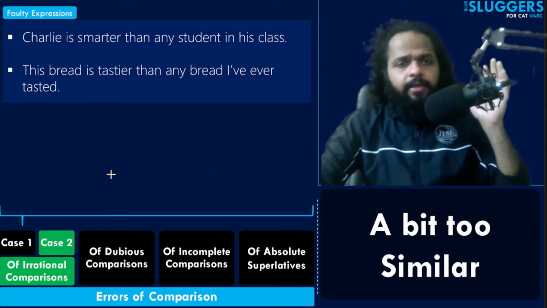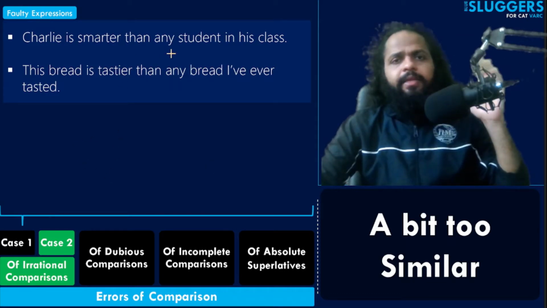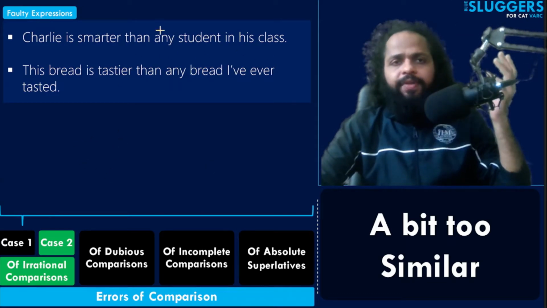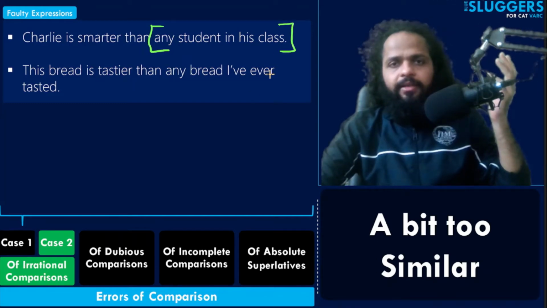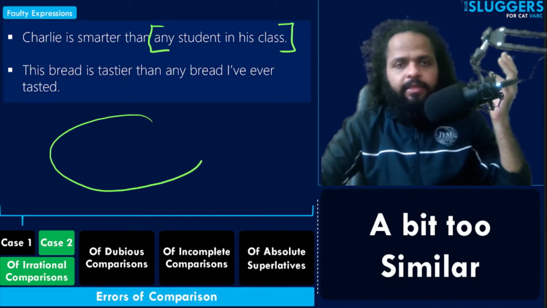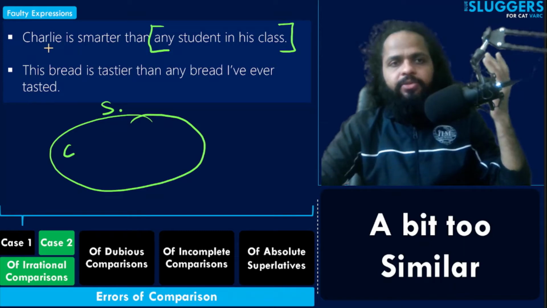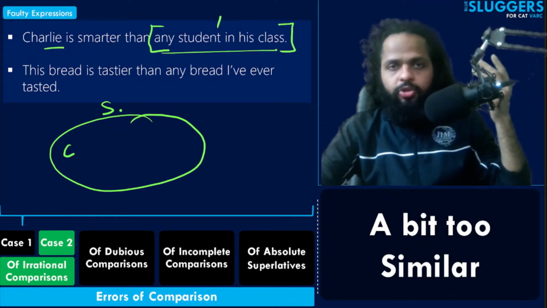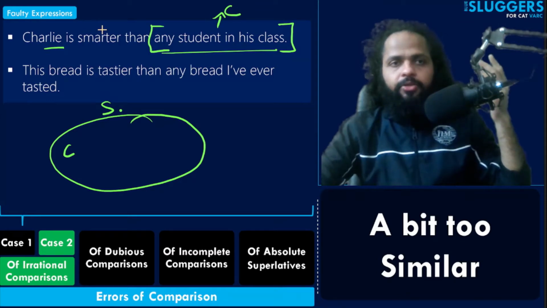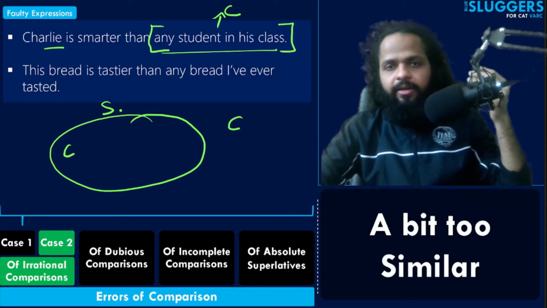When you say that Charlie is smarter than any student in his class, this set of any student in his class, let's say the set of students in Charlie's class, also includes Charlie himself. So essentially what you're saying, when you say Charlie is smarter than any student in his class, which also includes Charlie himself, is that Charlie is smarter than Charlie.